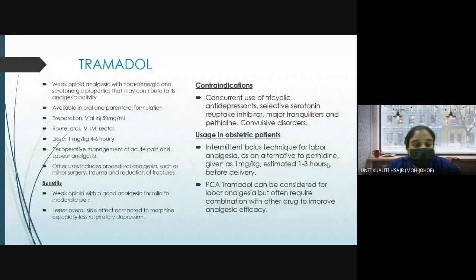It benefits as a weak opioid with good analgesia for mild pain, with lesser overall side effects compared to morphine, especially in respiratory depression. Contraindication: concurrent use of tricyclic antidepressants, selective serotonin reuptake inhibitors, major tranquilizers, and pethidine. Usage in obstetric patients is given as an intermittent bolus similar to pethidine, 1 to 3 hours before delivery. PCA tramadol can be considered for labor analgesia, but often requires combination with other drugs to improve analgesic efficacy.